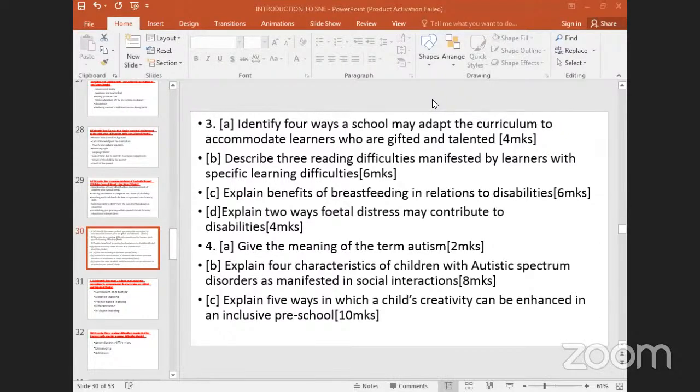Is there no other way we can adapt the curriculum to accommodate these learners? What about giving them more? Madam, you are breaking. Anyone else as we wait for her to come back?